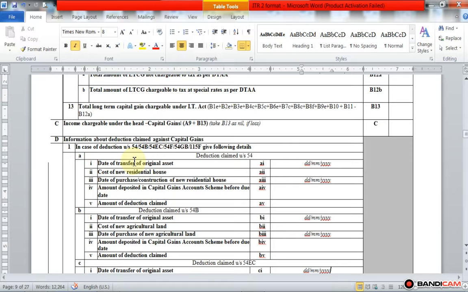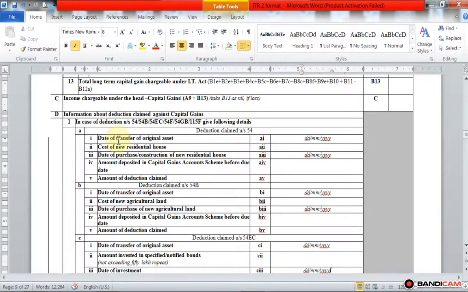Then here C part is given, that is income chargeable under the head of capital gain. Capital gain means short-term plus long-term. So here make the total of short-term and long-term gain and put the figure in C column. It means taxable income under the head of capital gain. Then the next one is D part, that is information about deductions claimed against capital gain.